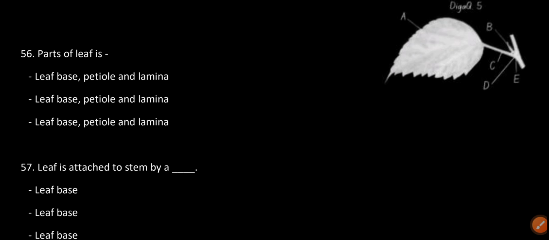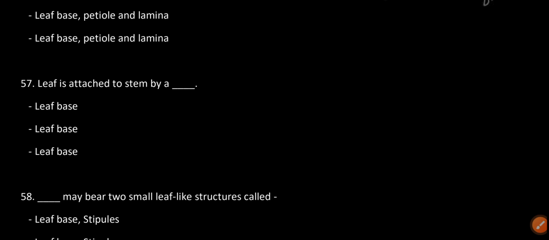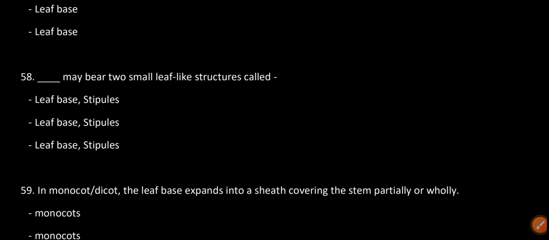Parts of leaf: leaf base, petiole, and lamina. The leaf is attached to the stem by a leaf base. The leaf base may bear two small leaf-like structures called stipules.